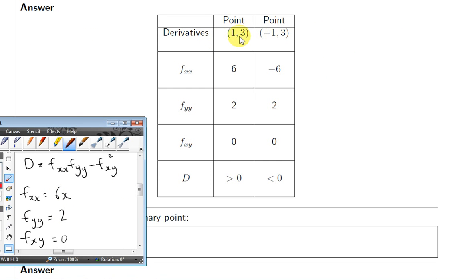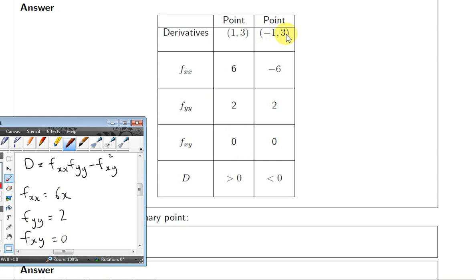So for (1, 3), f sub xx is just 6 times 1, which is 6. f sub yy is just 2. It's always 2. f sub yy is constant, no matter what point we're dealing with. And as for f sub xy, that's also constant, that's always 0.